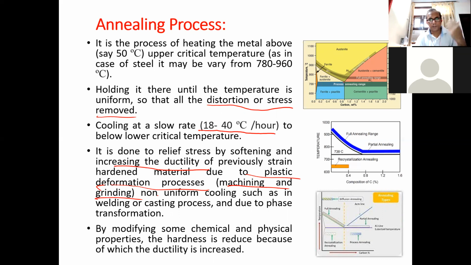And these are basically the main important objectives of this process, by which we increase the ductility, we make the material machinable, we make the material stress free. This way we can modify the properties of the material by this particular treatment process. Understand?